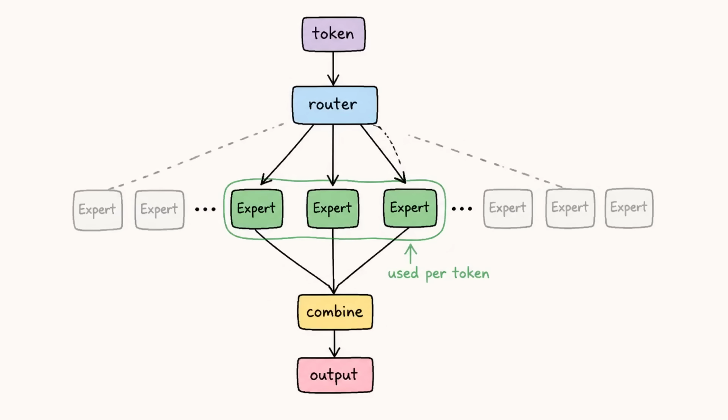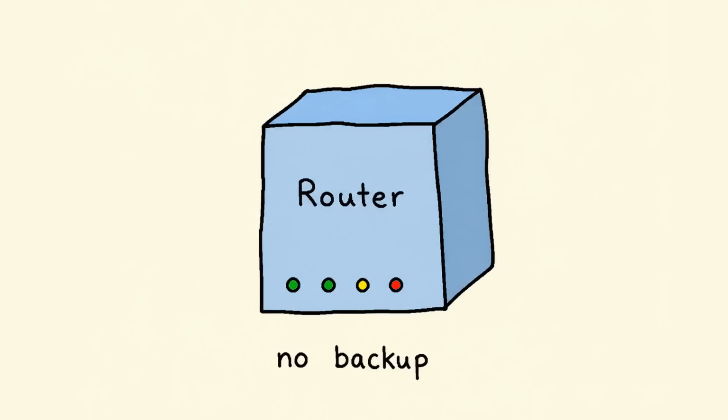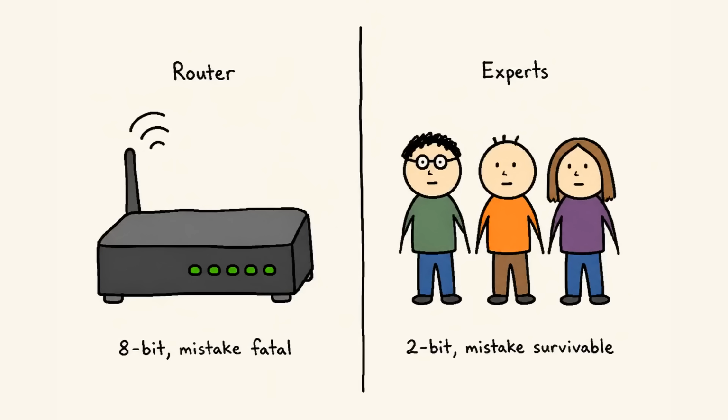And the logic is, the experts are redundant, right? There's a lot of them, you only use a few per token, so losing a bit of fidelity in any one of them is survivable. But the router has no backup. If the router gets stupid and calls the wrong experts, every downstream answer is wrong, no matter how precise the experts are. So you spend your bits where a mistake is fatal, and you save them where it isn't.